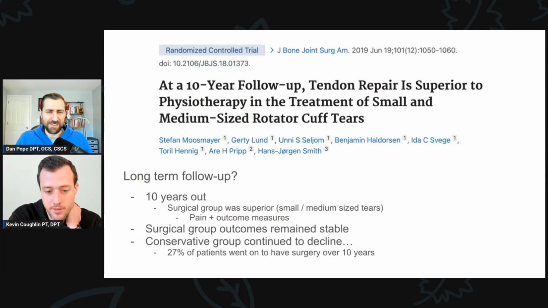Yeah, I mean, it's a great paper. So the more long-term data we have, like you said, it's all about just having the right information to share with our patients so they can make the best decision possible for them. For sure. Good paper. Yeah.